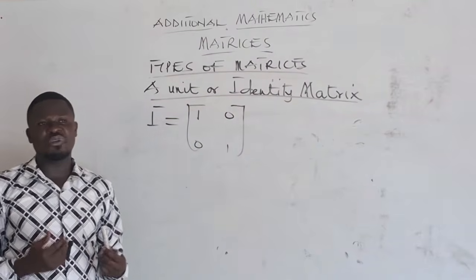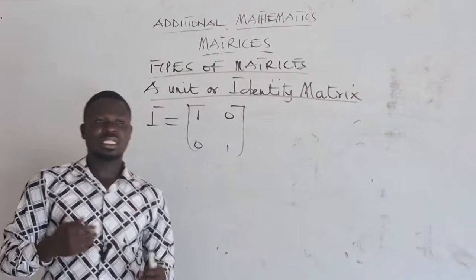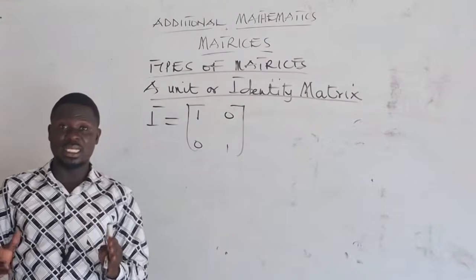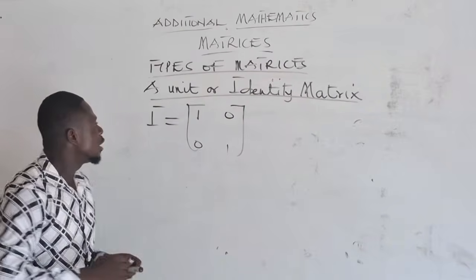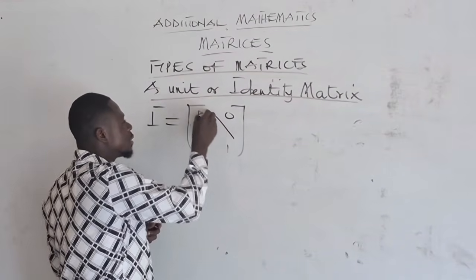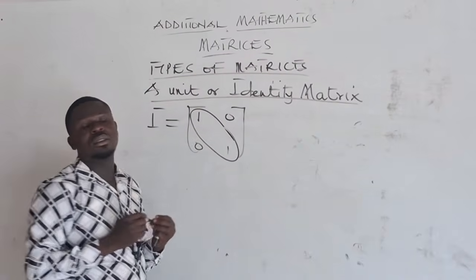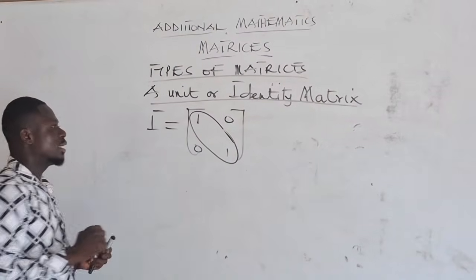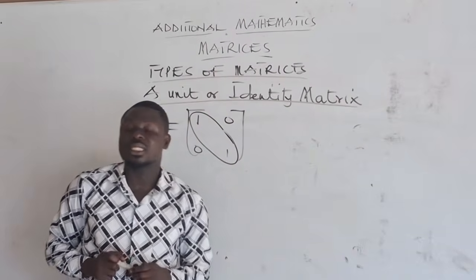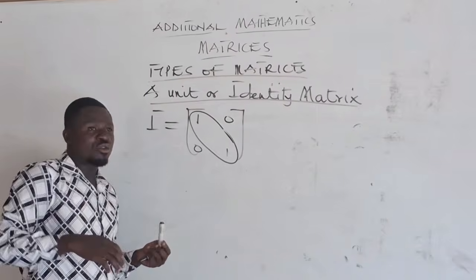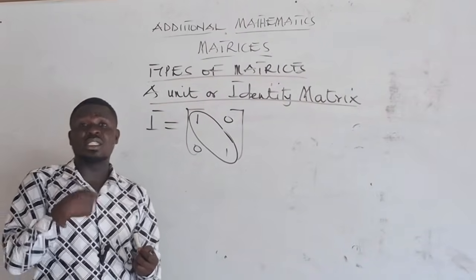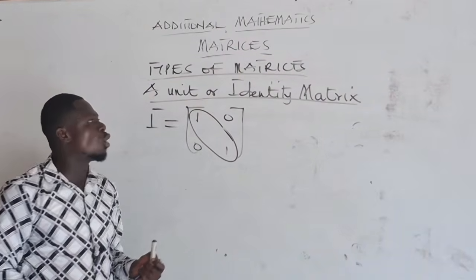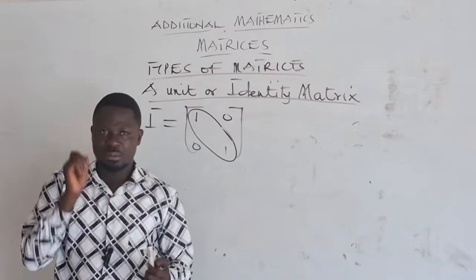I made mention of the word leading diagonal, but some of you didn't get it. Now let's use the example here to explain what the leading diagonal is. So this is the leading diagonal. This is the leading diagonal. And when you check critically, you can see that in a leading diagonal, all the elements are 1. And then around the leading diagonal, any element we see is 0. So this is a typical example of a unit or identity matrix.